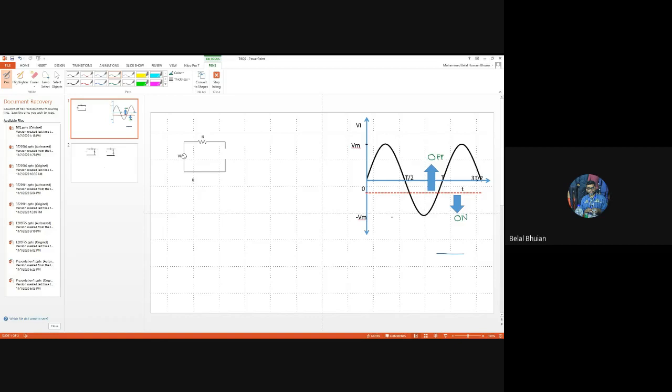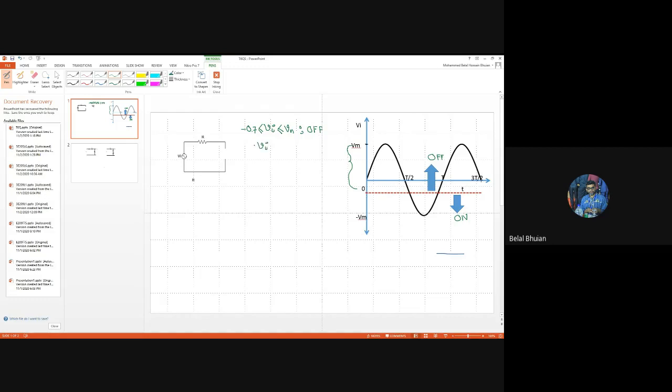I know the range of voltage for which the diode is on. So that means I can say Vi greater than or equal to minus 0.7, less than or equal to VM. So this is the range of diode is off.